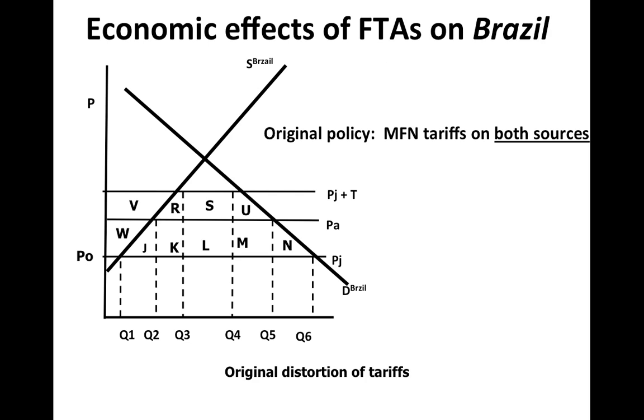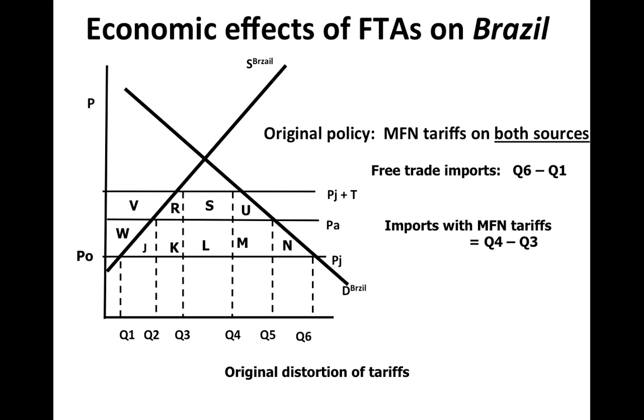So this is all done within the Brazilian market, and we're going to assume initially that Brazil has MFN tariffs, the same tariff level on both the Japanese and the Argentinian sources. So the free trade imports would come from Japan. There would be Q6 demanded inside of Brazil and Q1 supplied by Brazilian companies, and you would have free trade imports of Q6 minus Q1. But we're starting with tariffs on both countries.